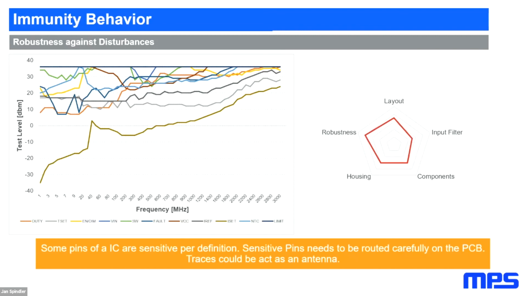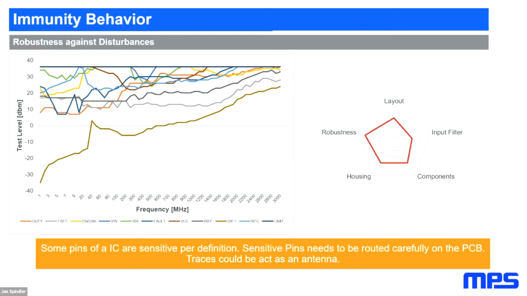Yeah, the question was how to understand this diagram. As mentioned, we put a certain level to a certain pin of the IC, and depending on the level, we checked the function of the IC, the overall function. If we increase the level, for example, on this pin, we get an abnormal function at a certain level. And you see here a little bit the sensitivity of each pin.